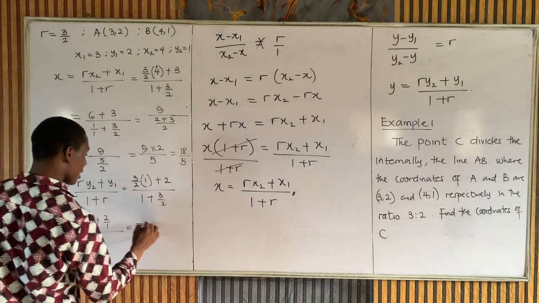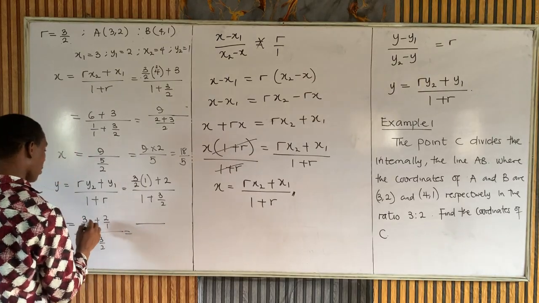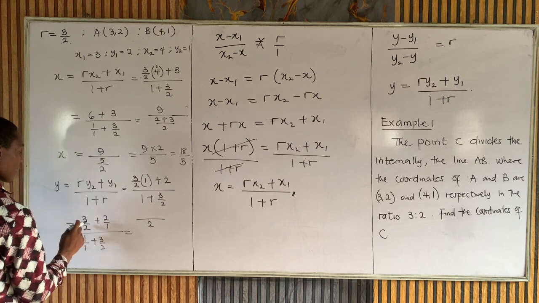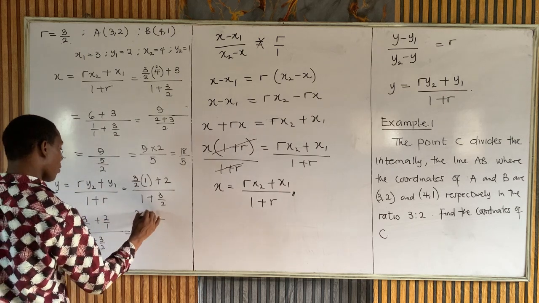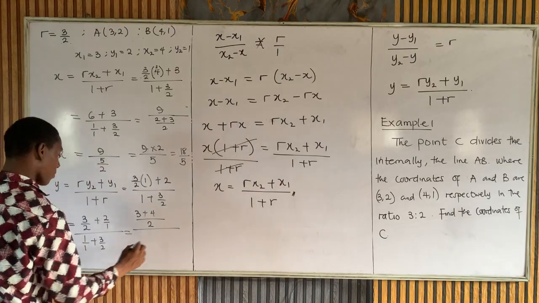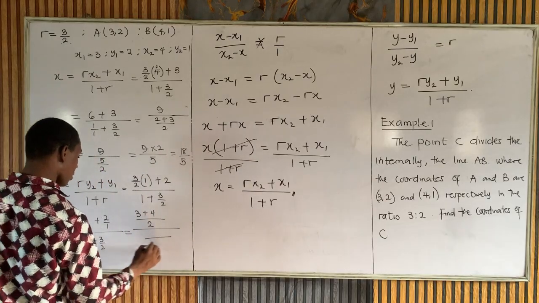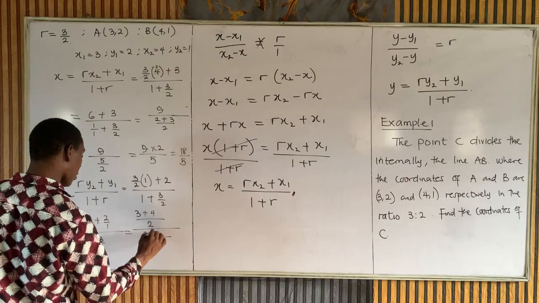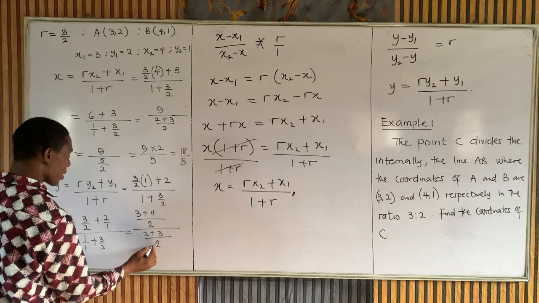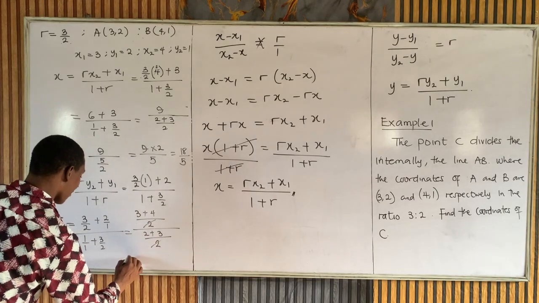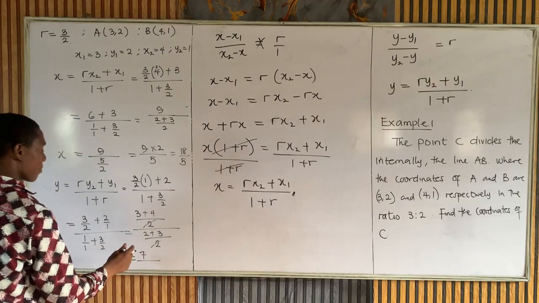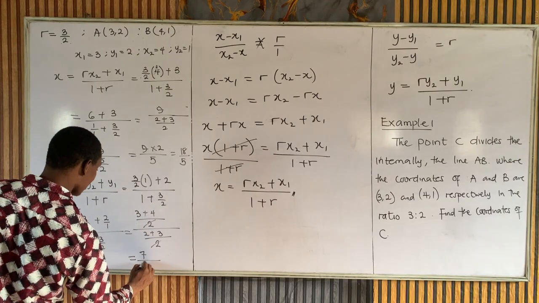Right here, taking LCM for the numerator, we have 2. LCM of 2 and 1 is 2. 2 in 2, 1 times 3, that's 3. Plus 2 in 1, 1 in 2, 2 times 2, that's 4. All over LCM again is 2. 1 in 2, 2 times 1, that's 2. Plus 2 in 2, 1 times 3, that's 3. Eventually, this 2, we cancel this 2. So here we would have the coordinate of our y to be 7. 3 plus 4, that's 7. All over 2 plus 3, that's 5.